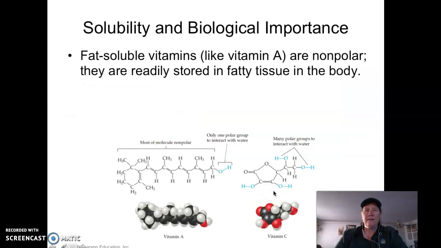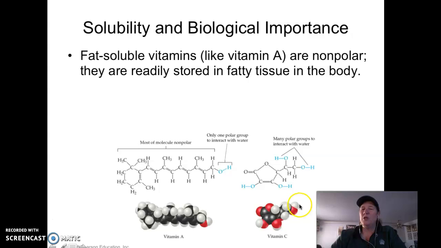Okay. Other things that affect solubility, and especially of biological importance, are vitamins. We have two different types of vitamins. We have fat-soluble vitamins and we have water-soluble. Okay. A fat-soluble vitamin is nonpolar. They're stored in your body, and they can actually become toxic. Okay. Because if you get too much, like vitamin A, in your system, it can be bad because your body will store too much of it.